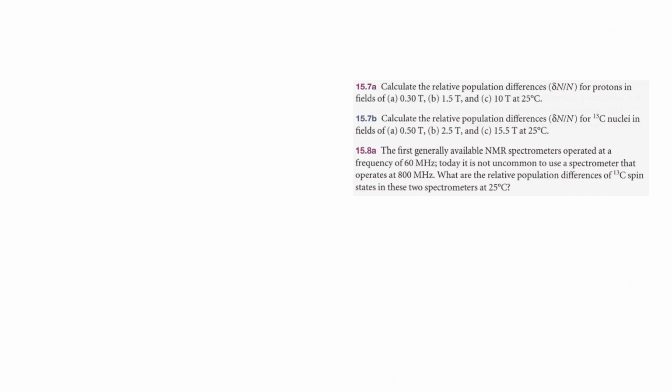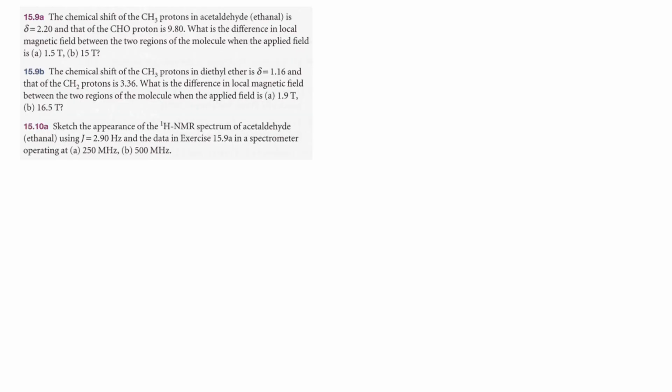So after this, actually 15.7a and 7b we have done. 15.8a also we have done. Good. Now what about 15.9a? The chemical shifts of CH3 protons in acetaldehyde is given. Delta is equal to 2.20, and that of the CHO proton is 9.80. So what is the difference in the local magnetic field between these two regions?